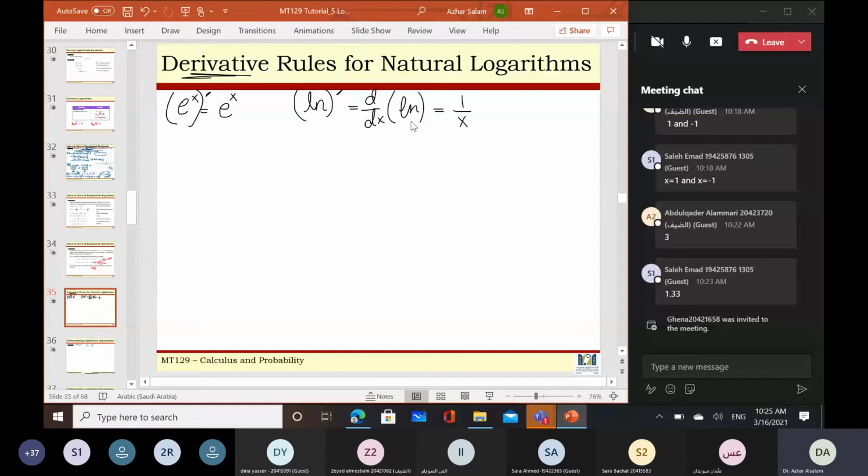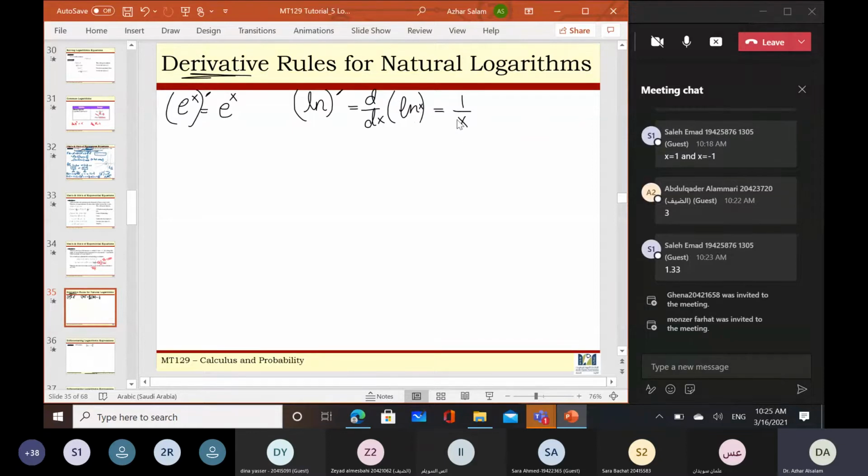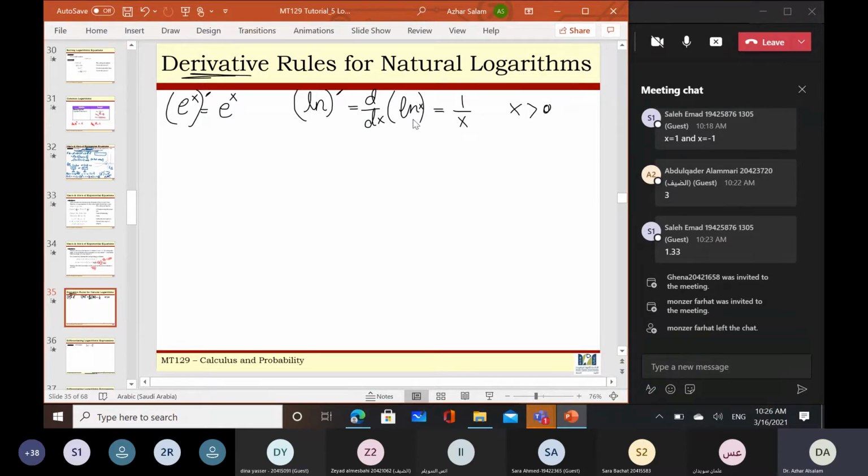1 over x is the derivative of the natural logarithm ln x. It is only the reciprocal of x. Of course, x must always be positive and not equal to 0, since I have x in the denominator and x inside the ln. So it's undefined for x equal to 0. This is the derivative for ln: 1 over x.